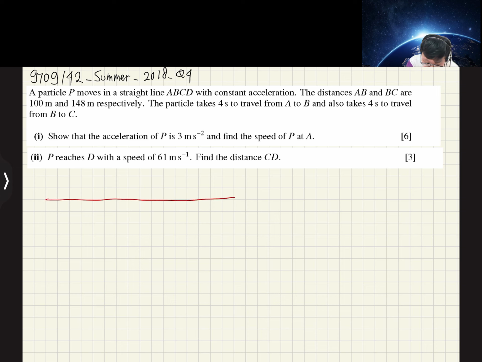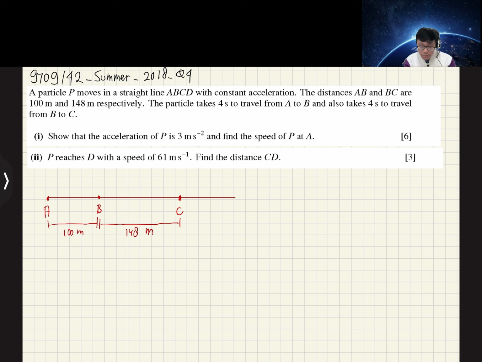So BC is longer than AB. So maybe we can draw in a straight line. This is A, this is B, and C is a little bit further over here. The distance is 100 meters and 148 meters. The time is 4 seconds to travel from A to B. So the time from A to B, let's say it's TAB, is 4 seconds. And from B to C, TBC is 4 seconds as well.